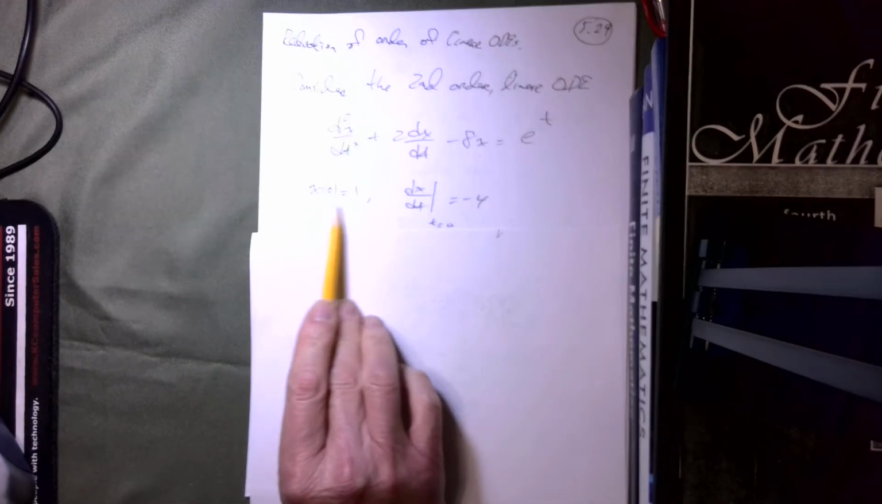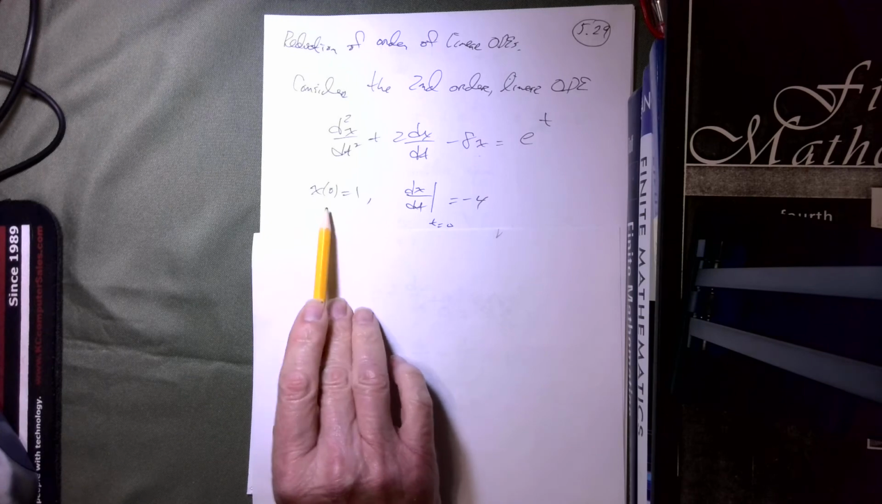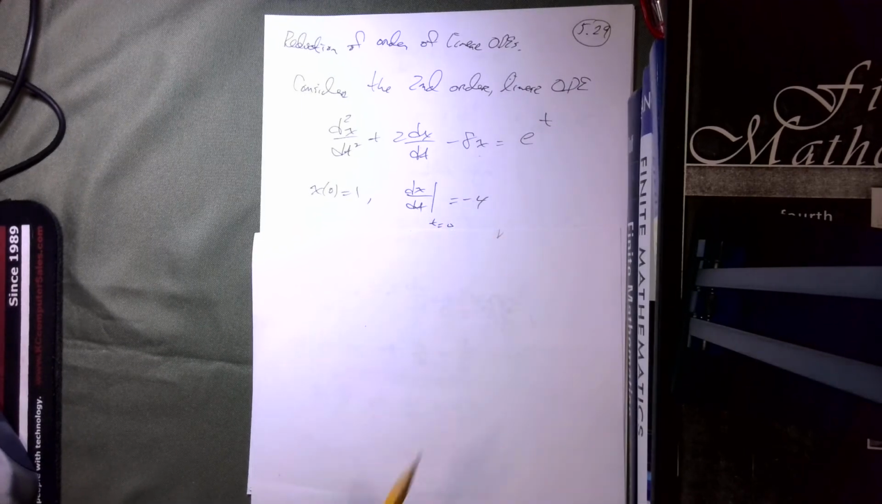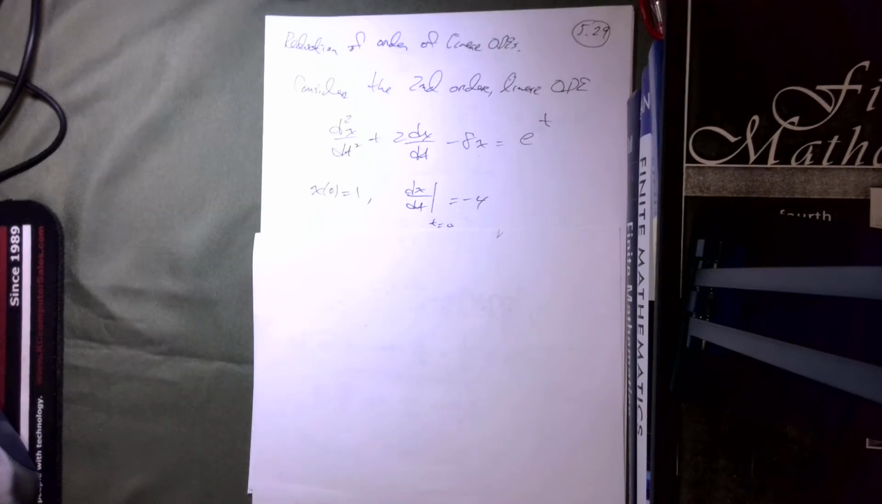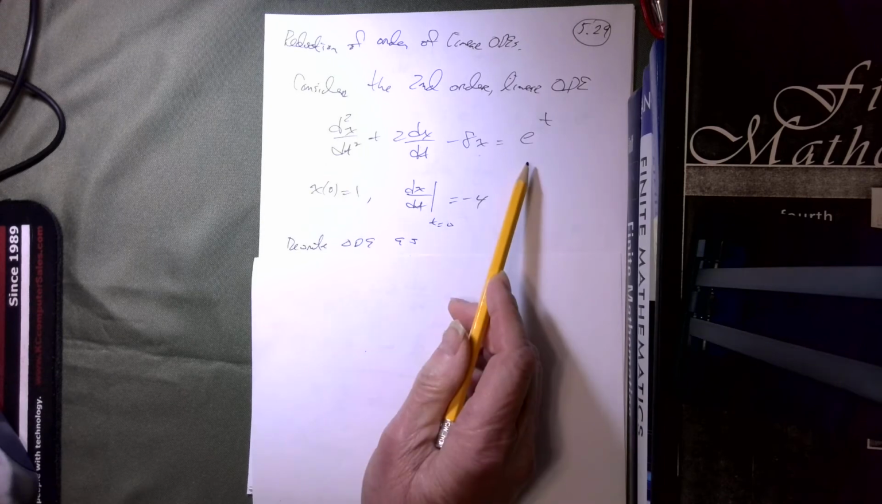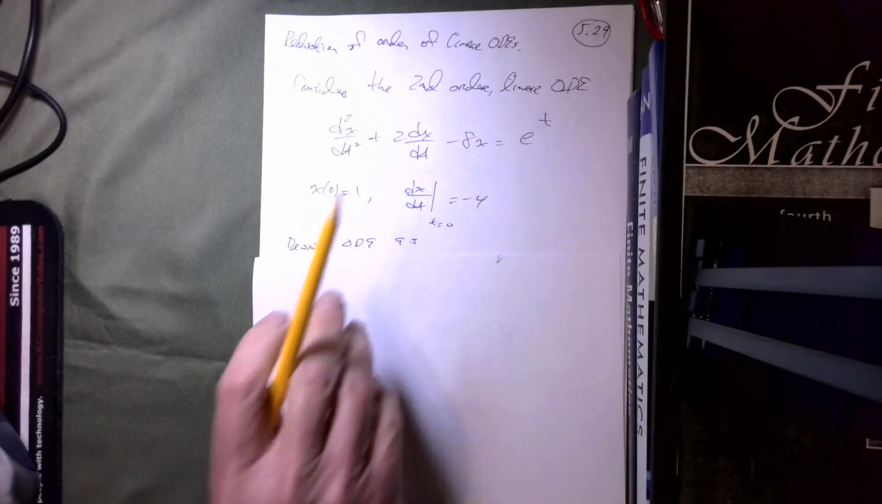So this would be what my initial position is. This would be my initial velocity, okay? Because it's a second order, we have to have two initial conditions, or possibly boundary conditions if we have. So what we're going to do is rewrite this single equation as a matrix equation.